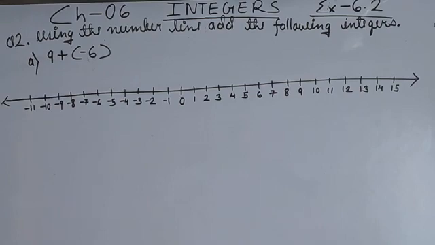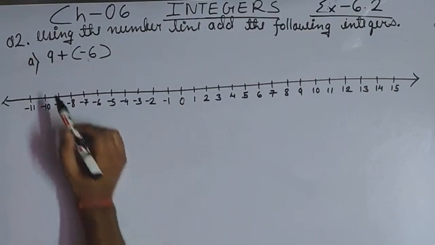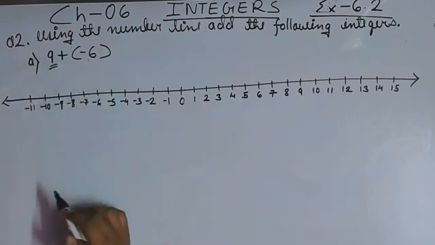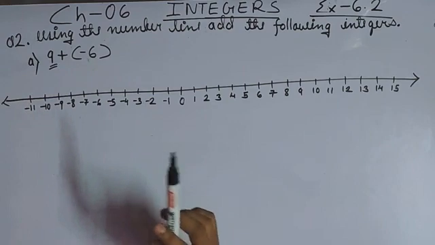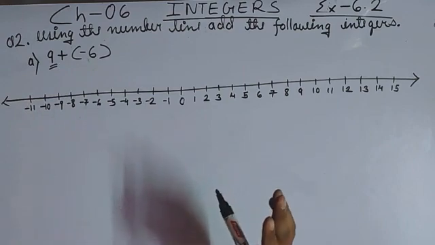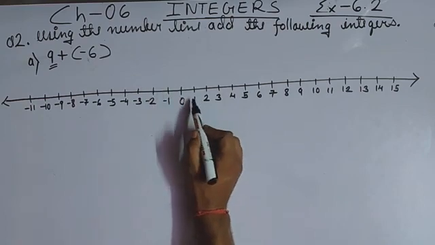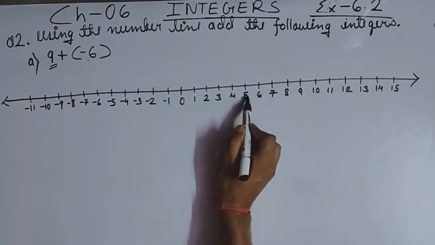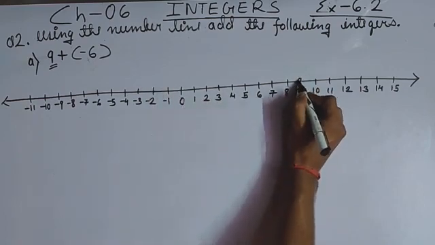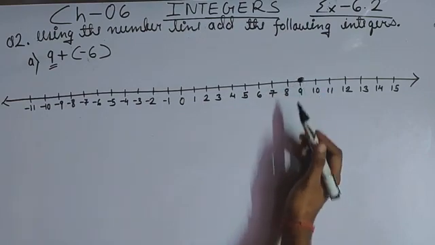Whenever we are adding a negative integer to any integer, we move towards the left hand side. That concept we are going to use here. First of all we will locate the first integer which is given to you as 9. Since this 9 is a positive integer, it will lie on the right hand side of 0. So this is 0, and 9 will lie 9 places from 0. So 1, 2, 3, 4, 5, 6, 7, 8, 9. Here is your 9. So this is our starting point.